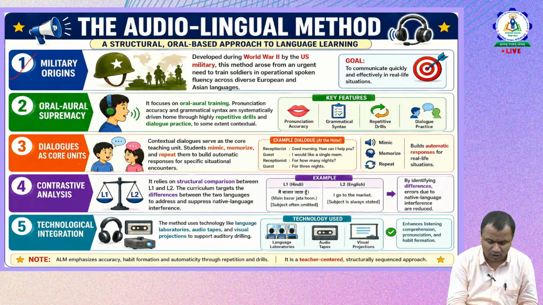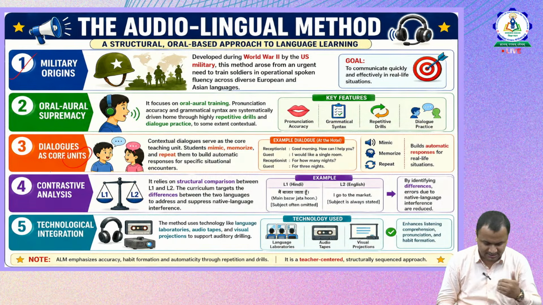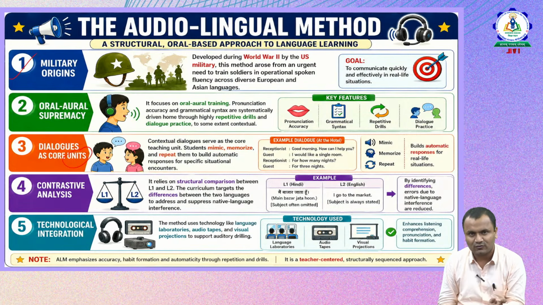Then what was the core unit of the audio-lingual method? We have seen in the previous class that the unit was the word, then we have seen that the unit was the sentence. Now if we look at the audio-lingual method, what is the smallest unit that we have to focus on? The smallest unit that we focus on in the audio-lingual method is the dialogue. We used to get the dialogues.